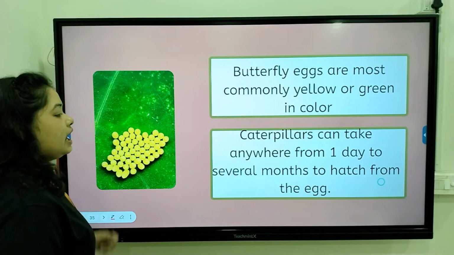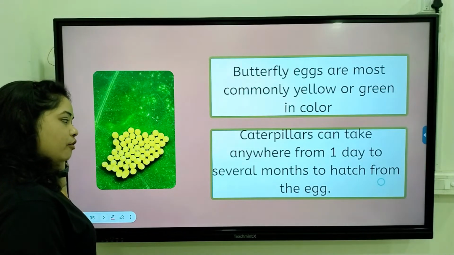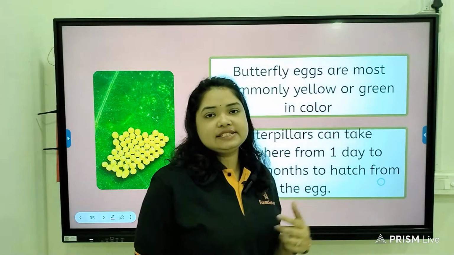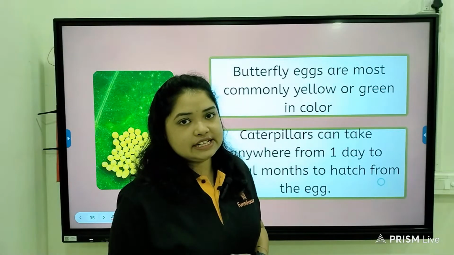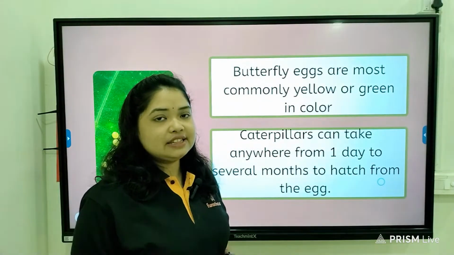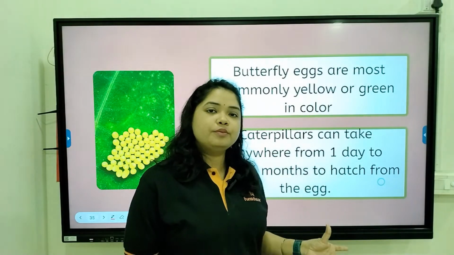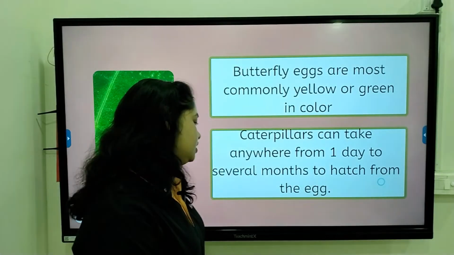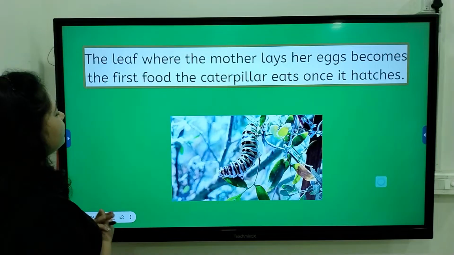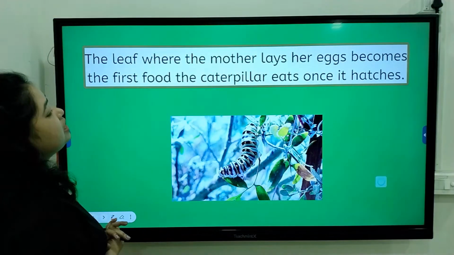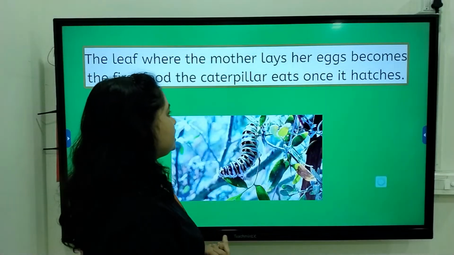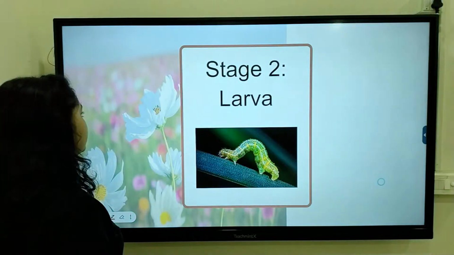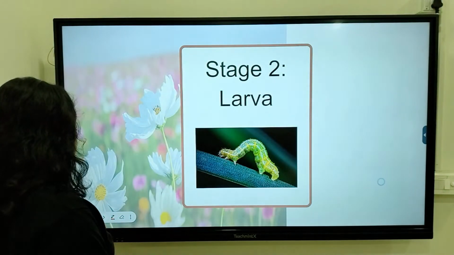Now, caterpillars can take anywhere from 1 day to several months to hatch from the egg. So the next stage is the caterpillar stage, or the larva stage. The creature of this stage which hatches from the egg is known as the caterpillar. The leaf where the mother lays her eggs becomes the first food the caterpillar eats once it hatches, as I told you earlier. Now stage 2 is the larva stage.